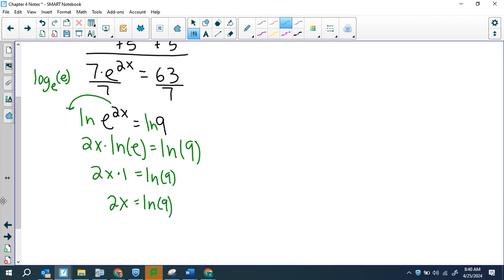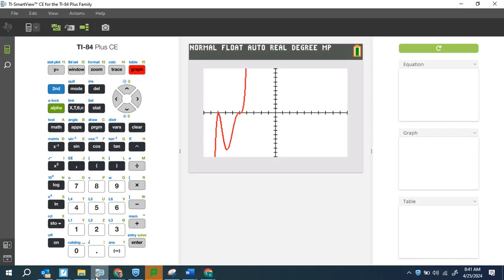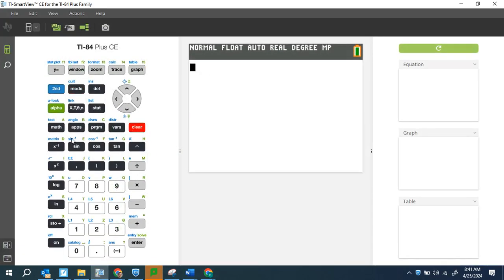And then to get the x totally by itself, because the x isn't quite by itself yet, what would we have to do? Divide by 2. So, if we're going to look at the calculator answer, we would do ln of 9, natural log of 9, divided by 2, which is about 1.099.